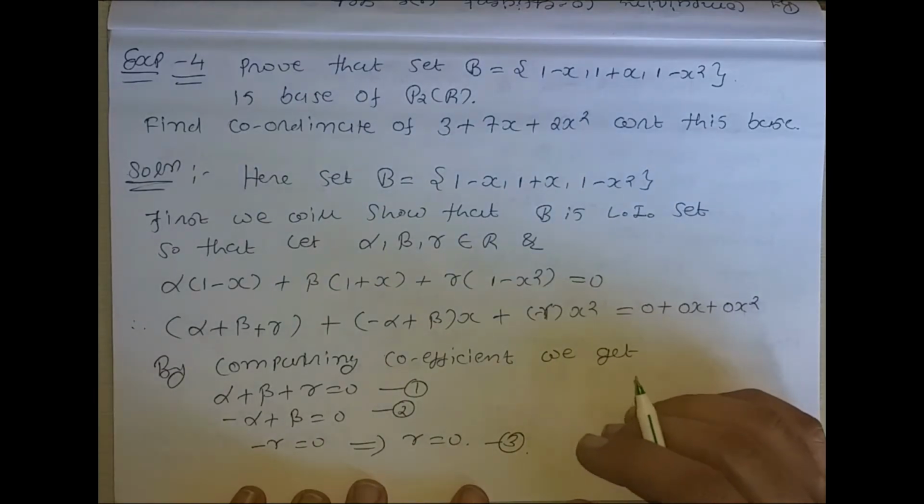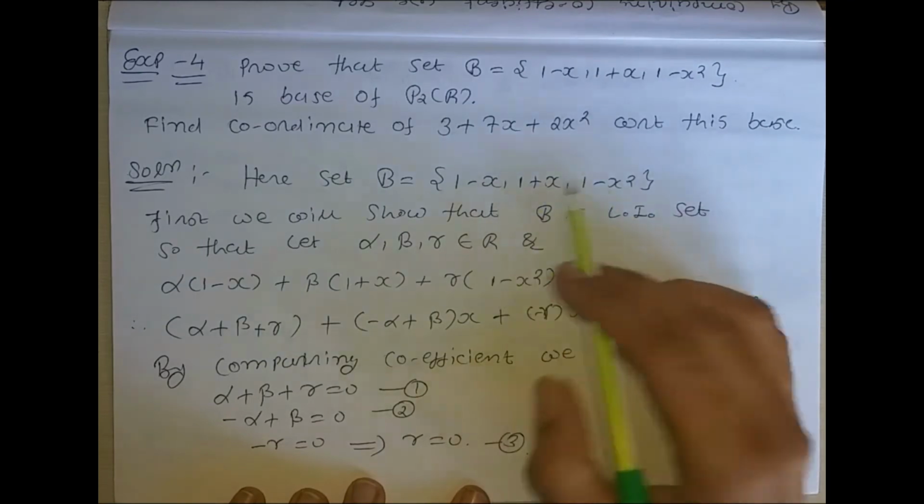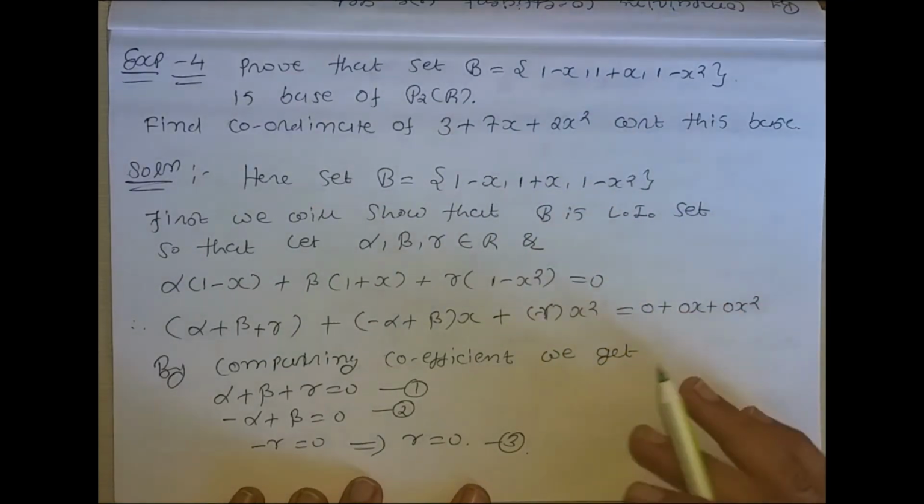Okay, so here set B is equal to {1 minus x, 1 plus x, 1 minus x square}, a set of polynomials. There are 3 polynomials given in the set B, or 3 vectors, because we are dealing with the vector space.